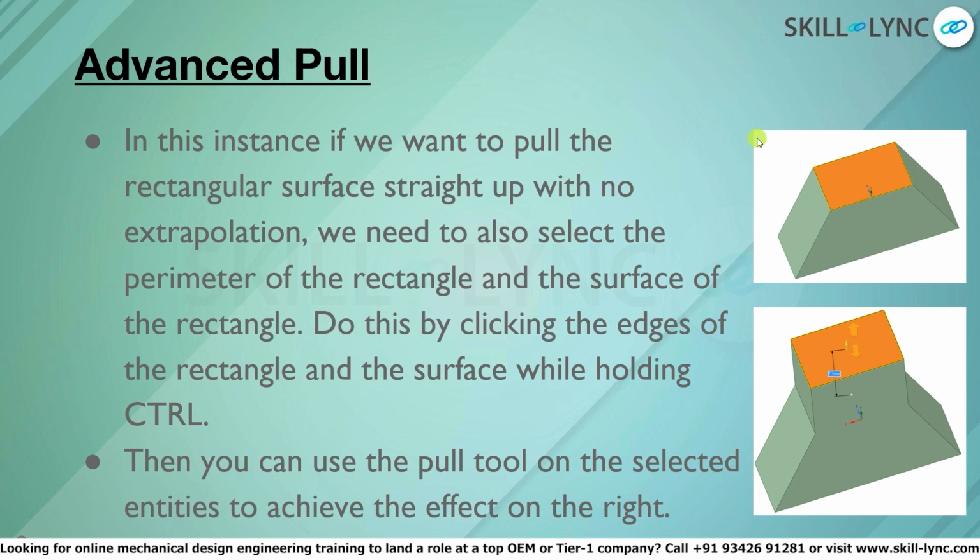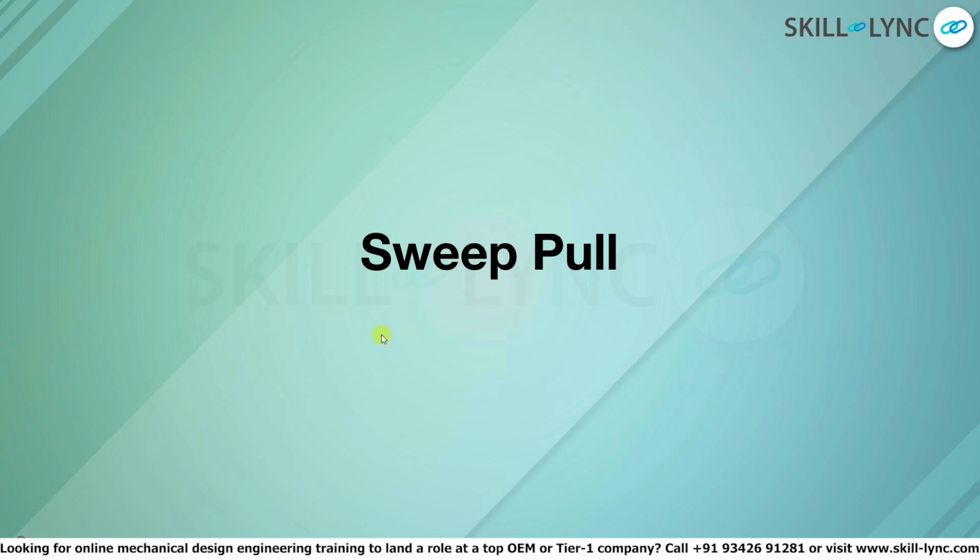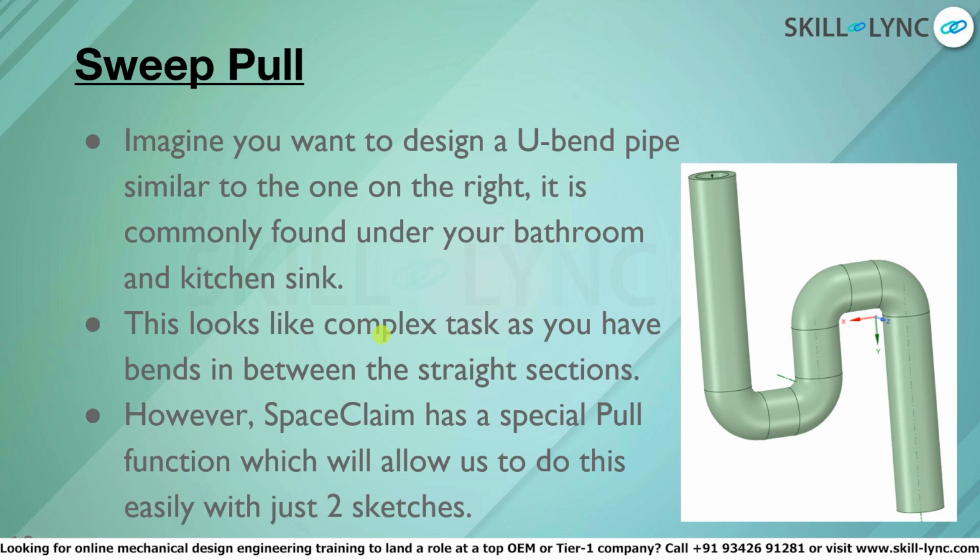So this is what we just covered right now, selecting the outer perimeter and the inner surface area to pull the geometry as it is. We are gonna cover the sweep pull tool. So what is a sweep pull? Well, imagine that you have the U-bend pipe as displayed on the right, where it's characterized by this U-bend shape that it has. You can commonly find such a type of pipe under most sinks, same as the one you might have under the sink in your bathroom or under the sink in your kitchen.